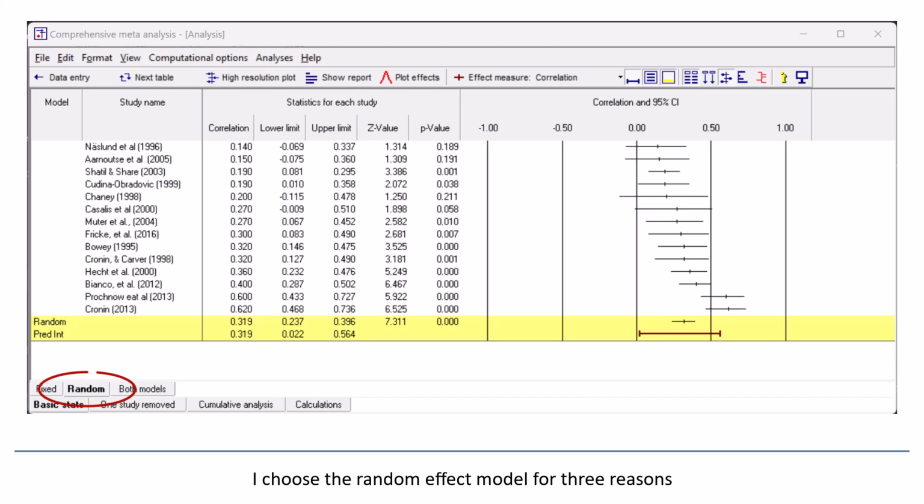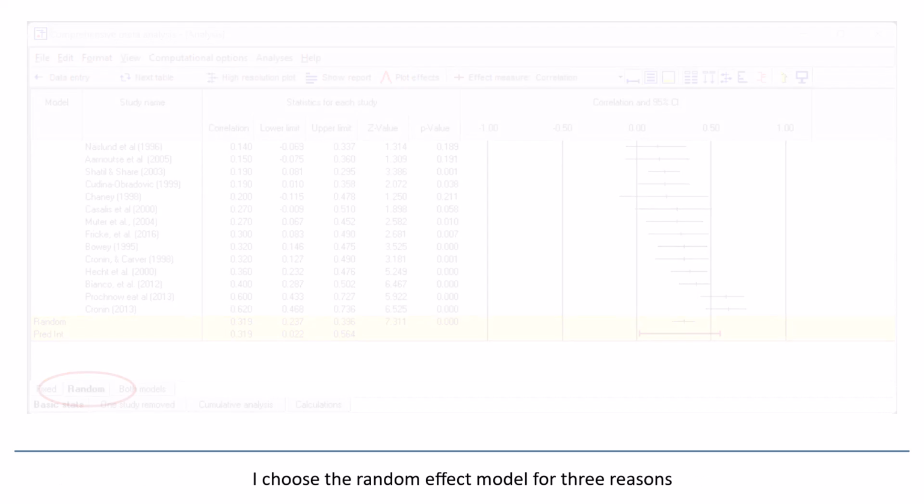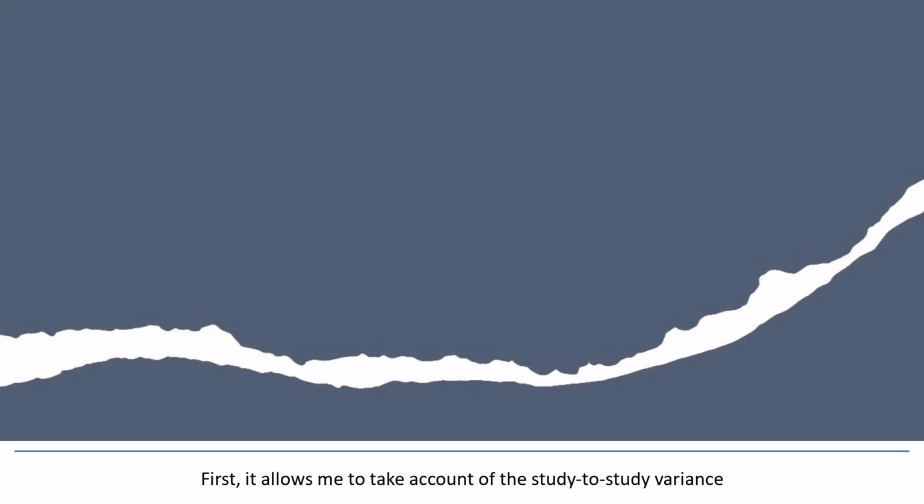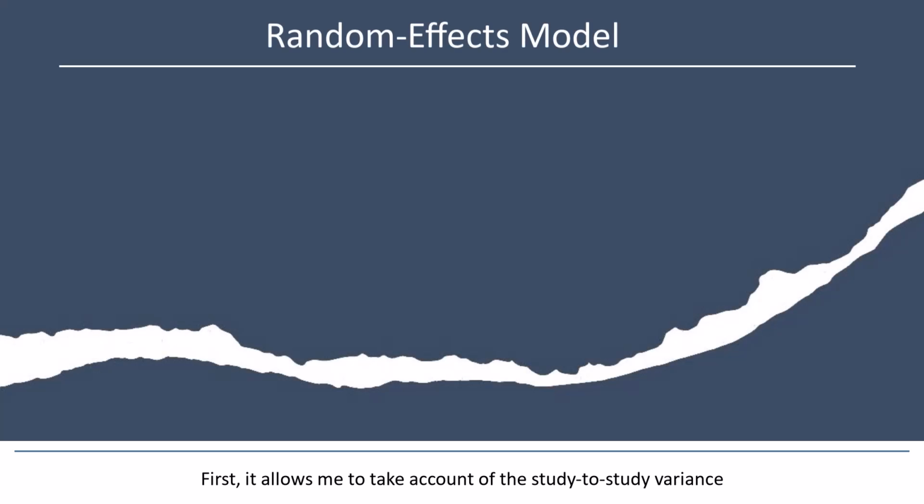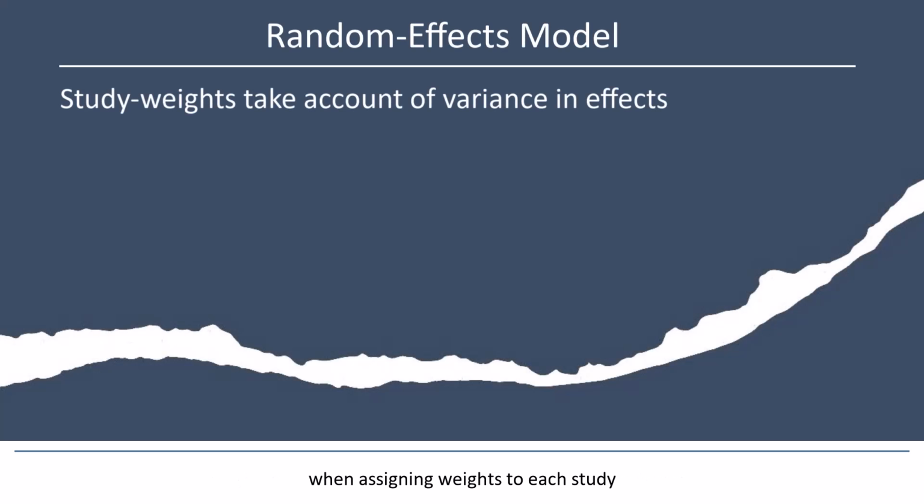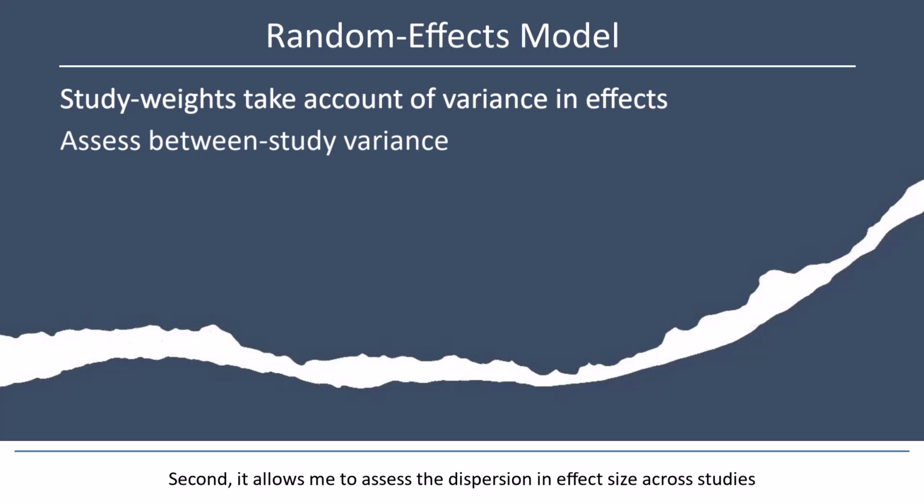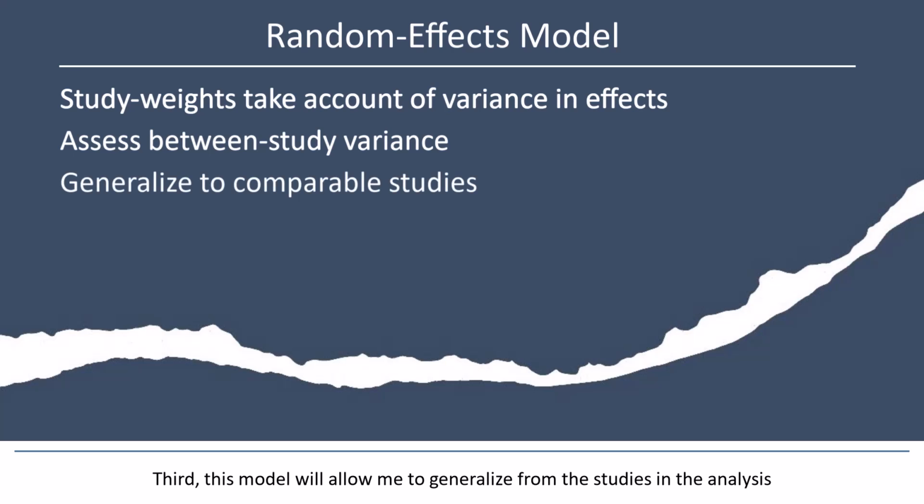I choose the random effects model for 3 reasons. First, it allows me to take account of the study-to-study variance when assigning weights to each study. Second, it allows me to assess the dispersion in effect size across studies. Third, this model will allow me to generalize from the studies in the analysis to the universe of comparable studies, which is what I intend to do.